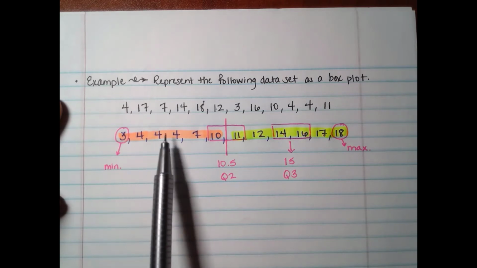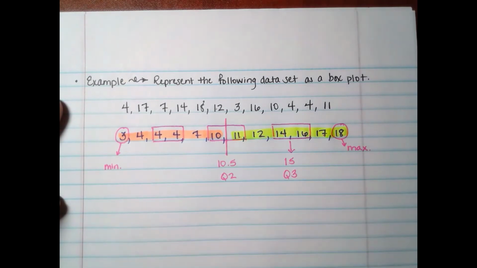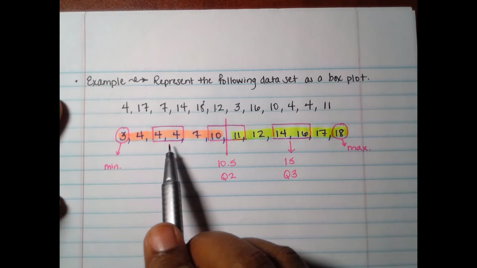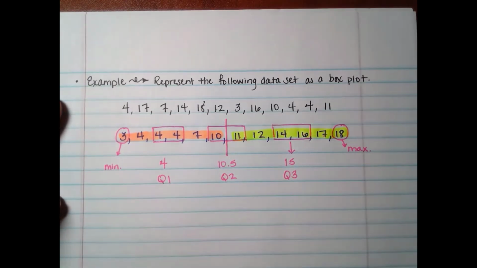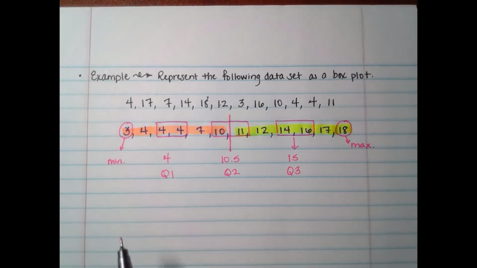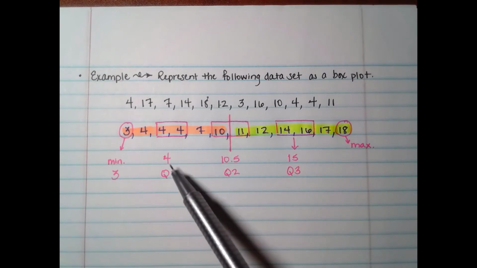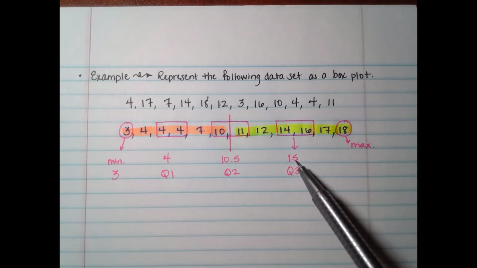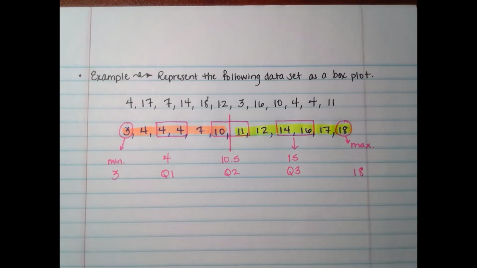I will find the two numbers in the middle, which is 4 and 4. 4 plus 4 is 8. 8 divided by 2 is 4. So that would be Q1. And there's my 5-number summary. The minimum is 3. Q1 is 4. Q2 is 10.5. Q3 is 15. And the maximum is 18. So that's my first step.